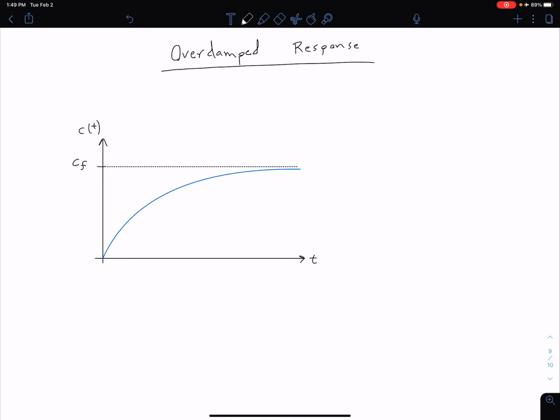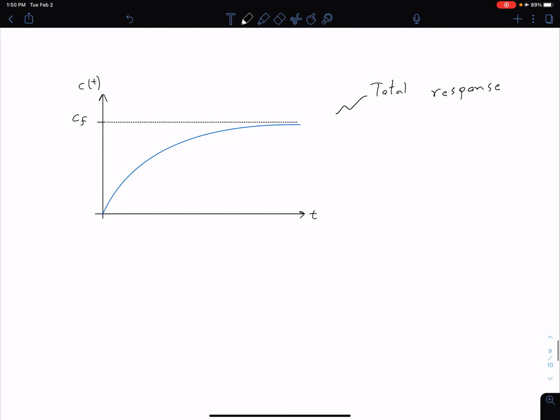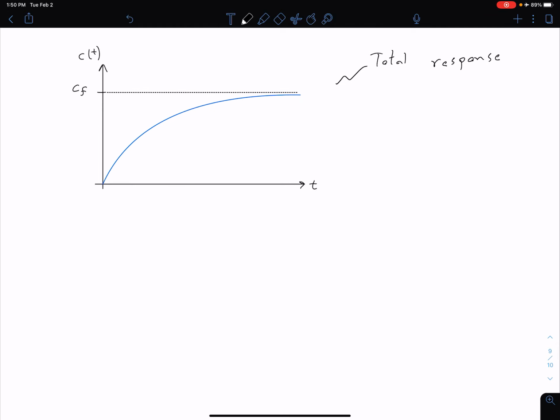We're going to start with our overdamped response type, which has a total response as shown here. So remember, this overdamped response is one that was kind of slow but steady. It eventually gets there. It takes a little longer, but it's not going to overshoot. So let's look at an example transfer function that would have an overdamped response.